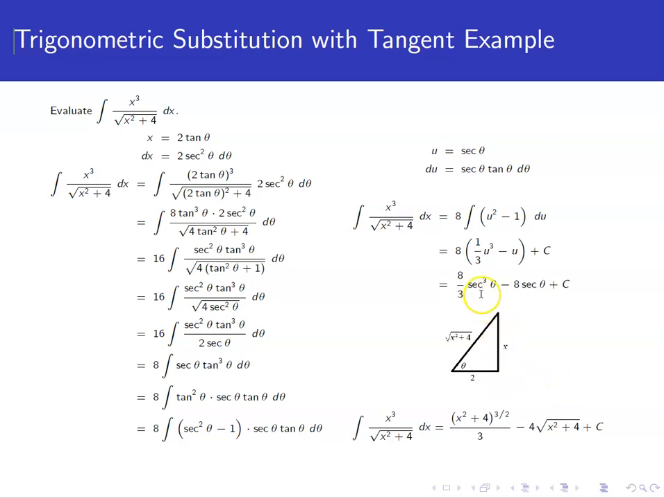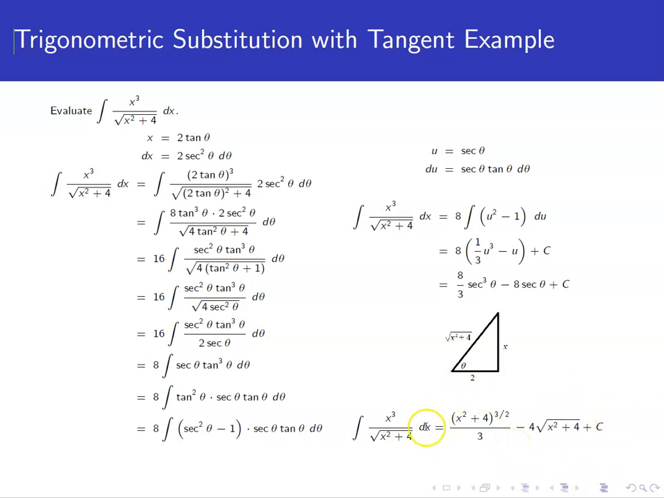We've got secant cubed of theta. Secant is hypotenuse over adjacent. We cube that, so we'll get x squared plus 4 to the 3/2 power. And when we cube the 2 that'll be on the bottom, we get 8, which will cancel with the 8 on top. So that's why we just have it all over 3 here. And likewise, when we plug in for secant of theta, we'll get the square root of x squared plus 4 over 2. So the 2 will go into the 8 four times, and that's where the minus 4 is coming from.